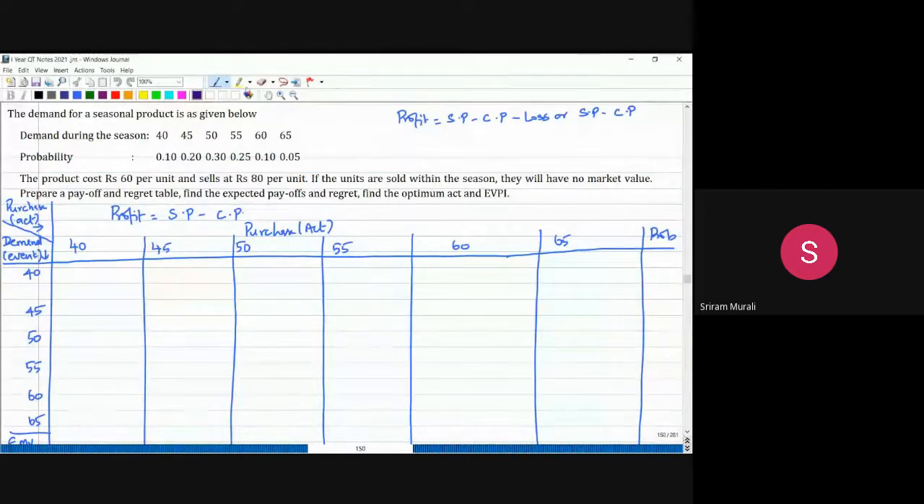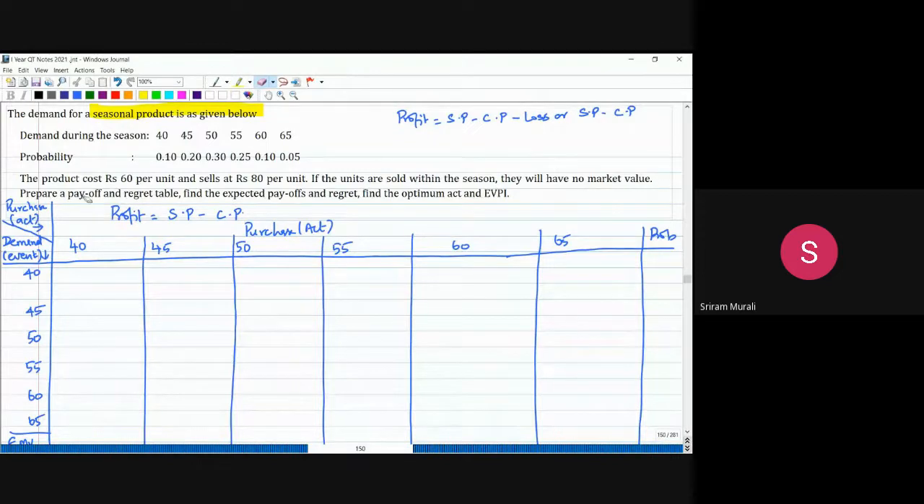Here is another problem. The demand for a seasonal product is given below. For a demand of 40, the probability is 10%, for 45 it is 20%, for 50 it is 30%. The product cost price is 60 rupees, and the selling price is 80, so the profit is 20. The units not sold within the season have no market value.